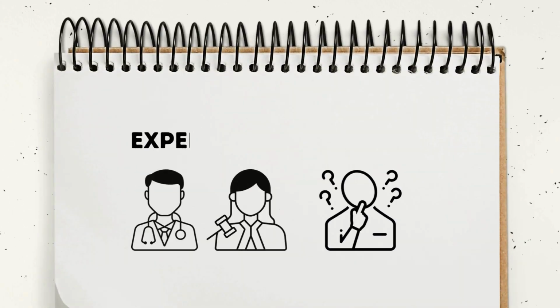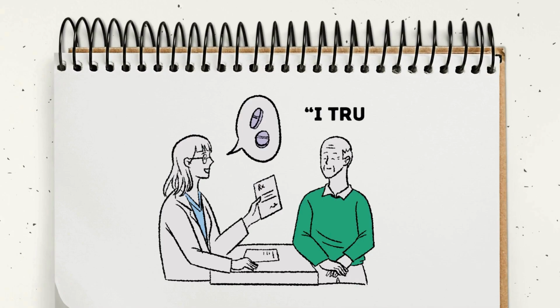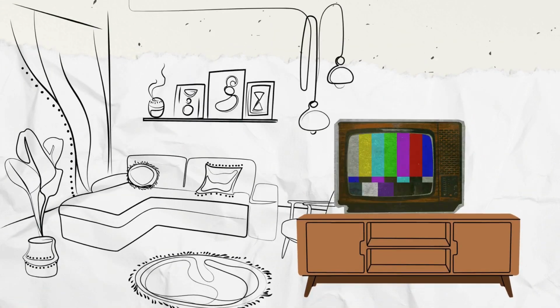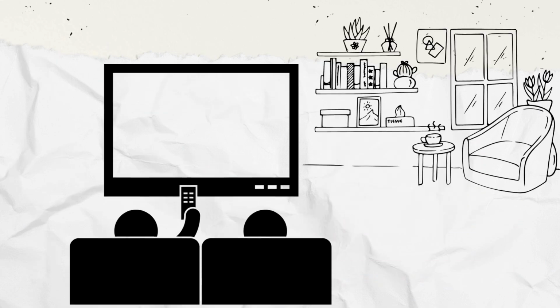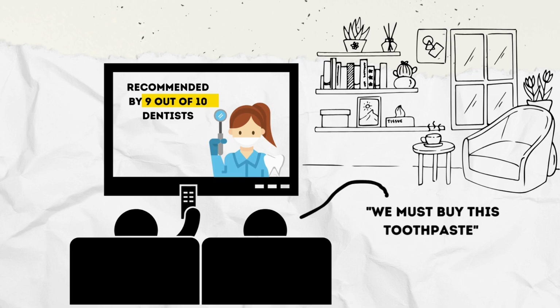Number 8, the appeal to authority fallacy. This fallacy happens when people blindly trust an expert's opinion. For instance, following a doctor's advice without questioning it. Advertisers often use this tactic. For example, an ad claims a toothpaste is recommended by 9 out of 10 dentists, appealing to anonymous authority without concrete evidence. It relies on people's trust in dentists to sell the product.